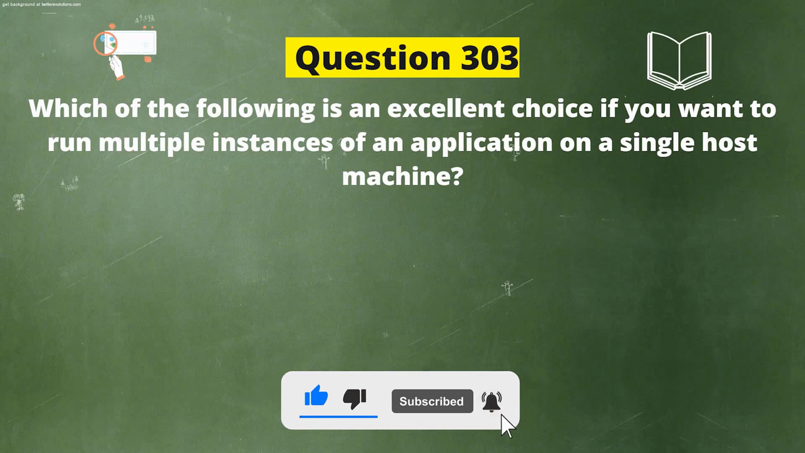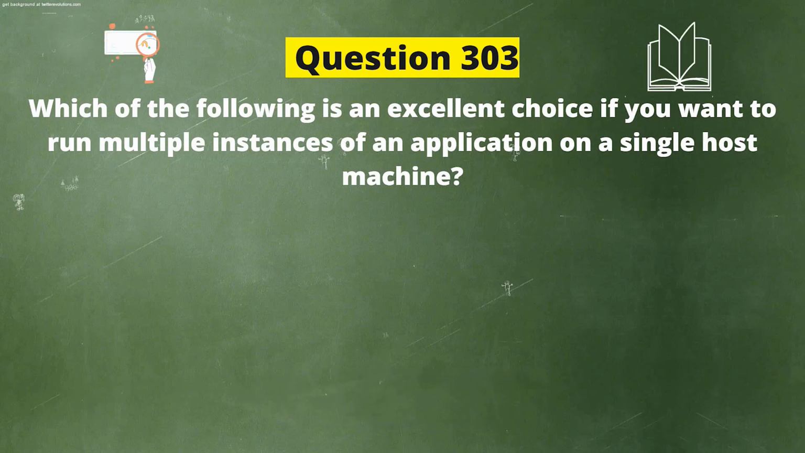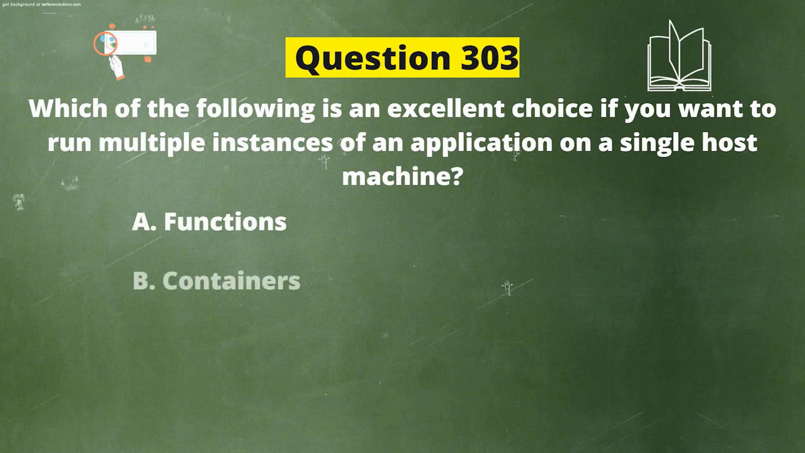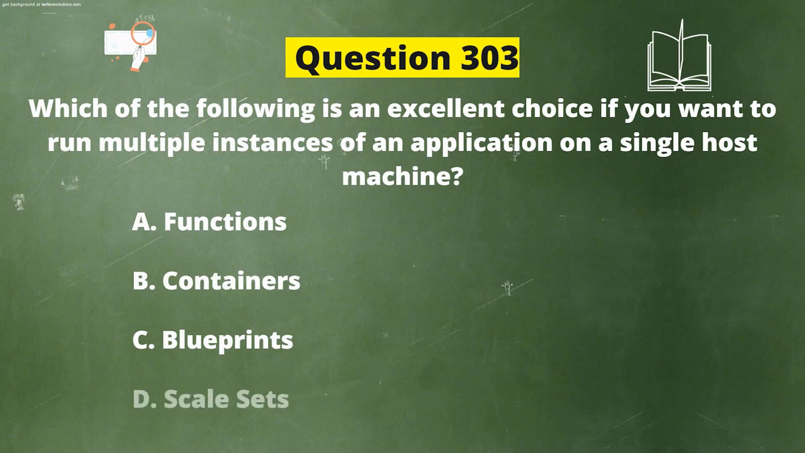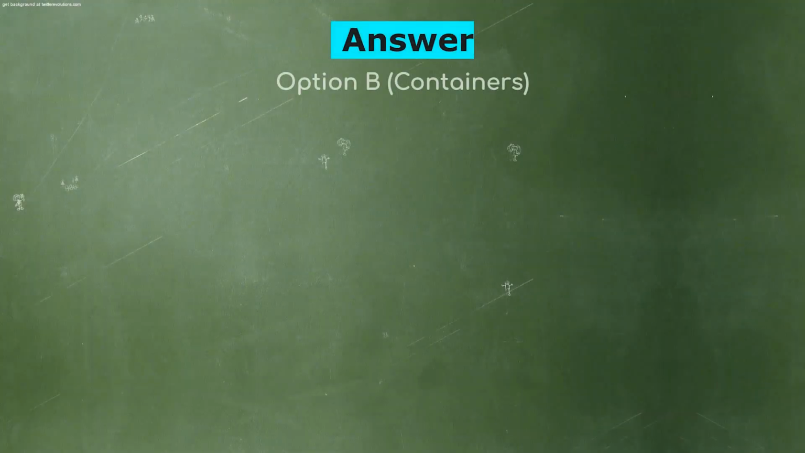Next question. Which of the following is an excellent choice if you want to run multiple instances of an application on a single host machine? And the options are A. Functions, B. Containers, C. Blueprints, D. Scale sets. And the correct answer is option B.